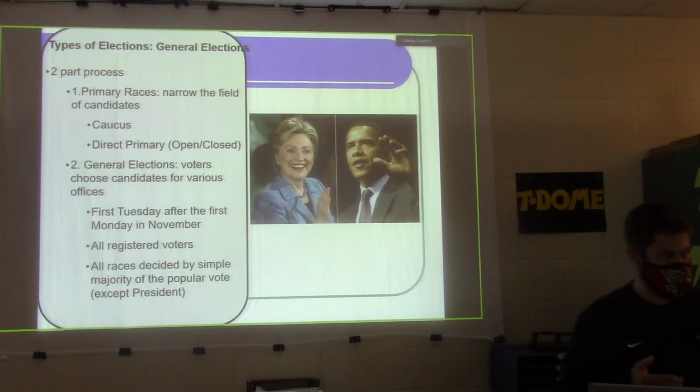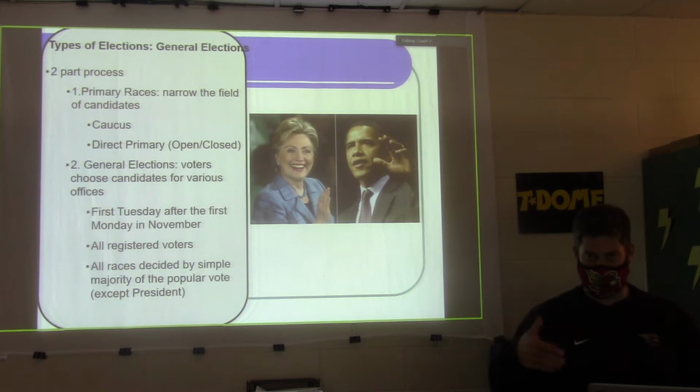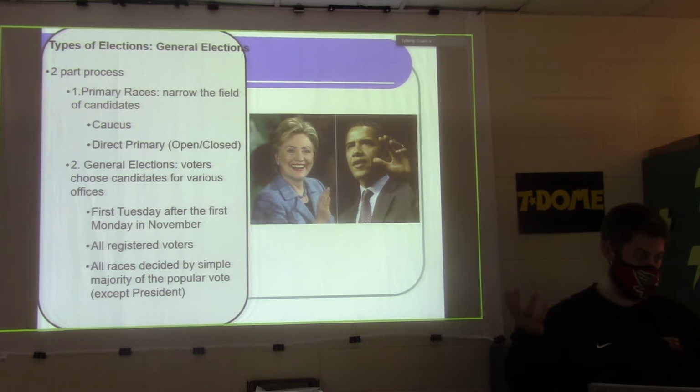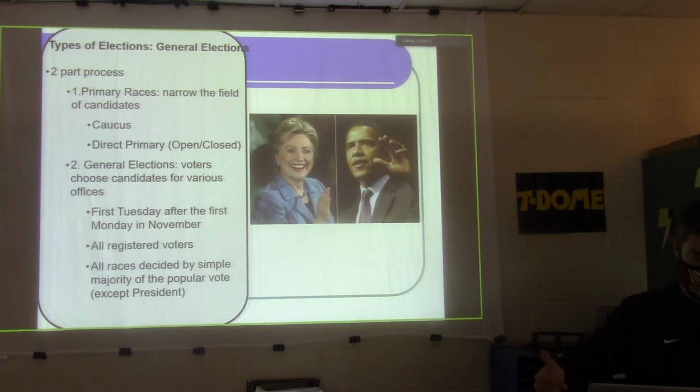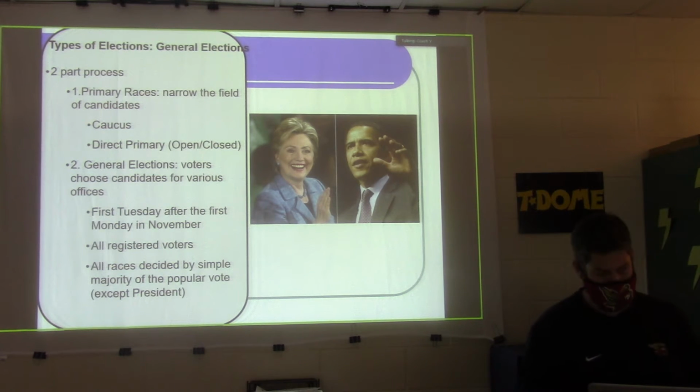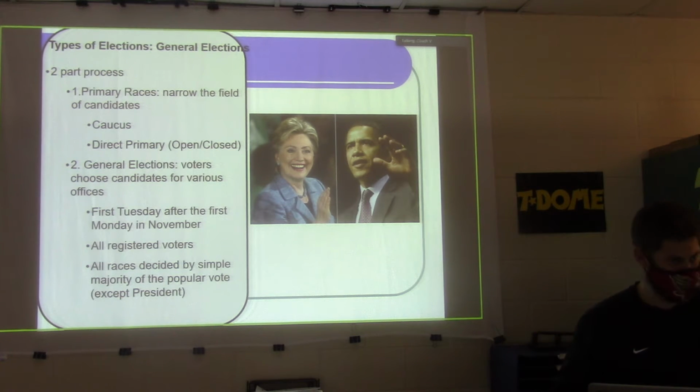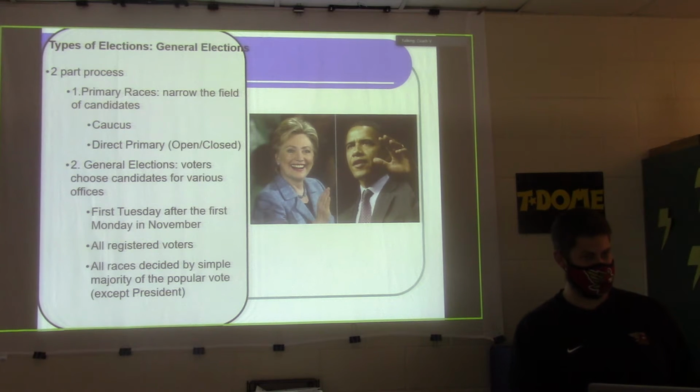If it's open, anybody can go in and vote for the candidate they want to represent that particular party. You don't have to be affiliated with the party to vote. Closed, you do have to be affiliated with the party to vote. So if there was a Republican primary in North Carolina and I was a registered Democrat, could I vote for this? No, if it's closed. Yes, if it's open.